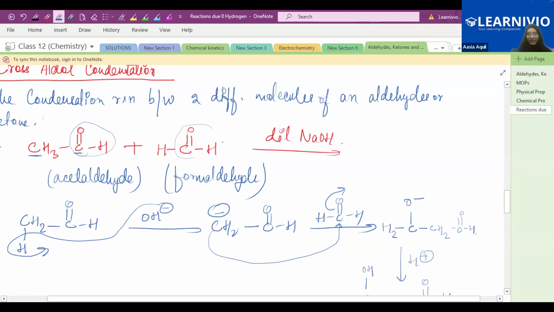But you can check, this CHO group is attached to this hydrogen, this is attached to this carbon. Okay, it has no other carbon, no alpha carbon. So how can the alpha hydrogen be present? Alpha hydrogen is absent in formaldehyde, and in acetaldehyde, alpha hydrogen is present.